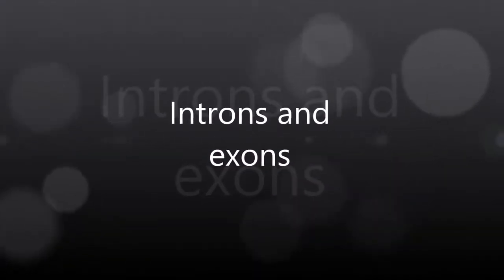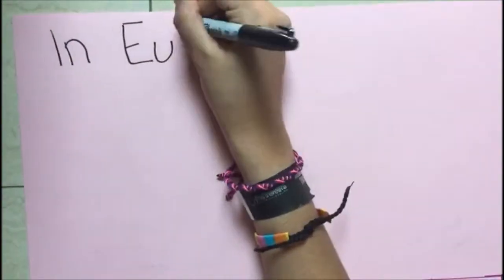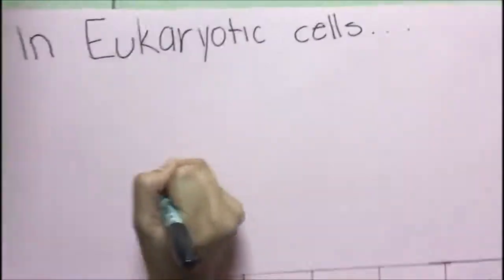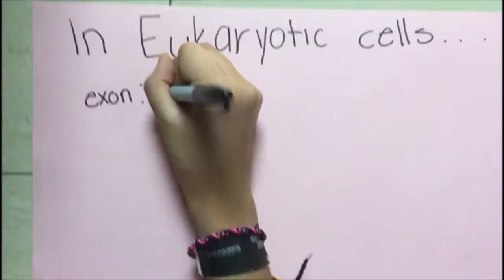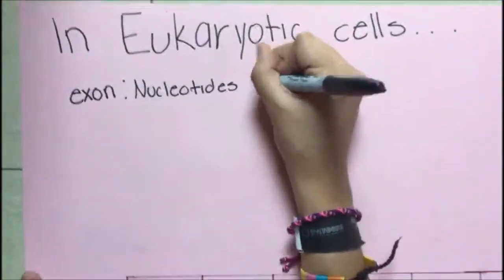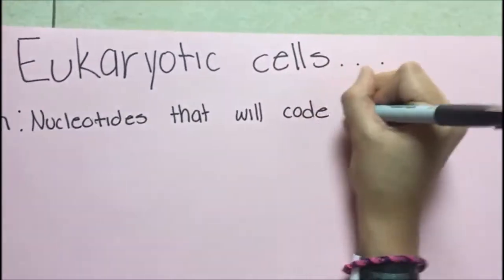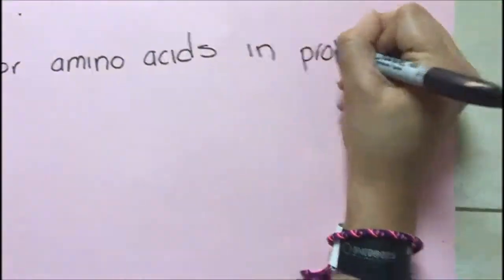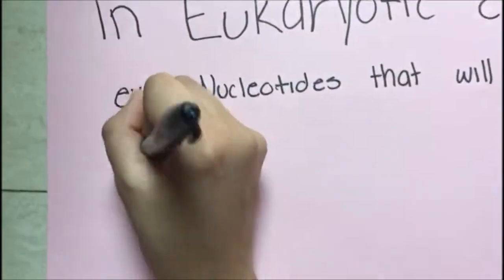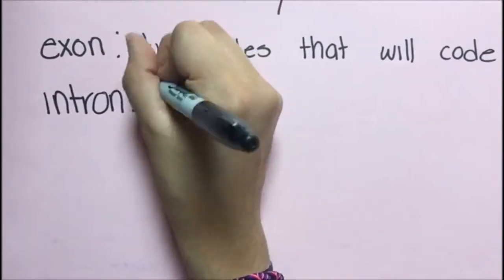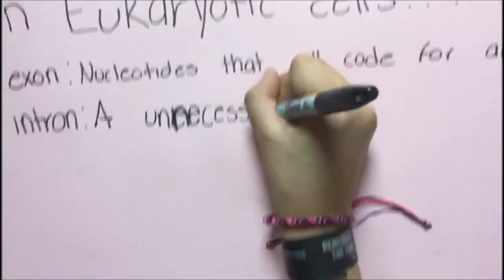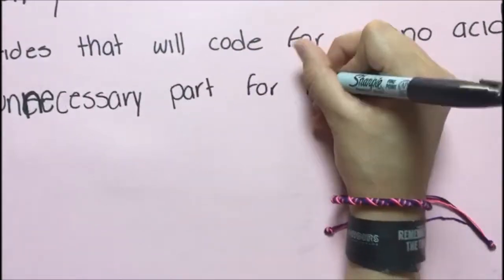Introns and exons. In eukaryotes, genes are composed of two elements, which are introns and exons. First, let's learn what an intron and an exon are. An exon is a region of nucleotides which will code for amino acids in proteins. And an intron is a region which will be discarded before translation. Introns are not necessary to make a protein. That's why they are removed from the mRNA strand.